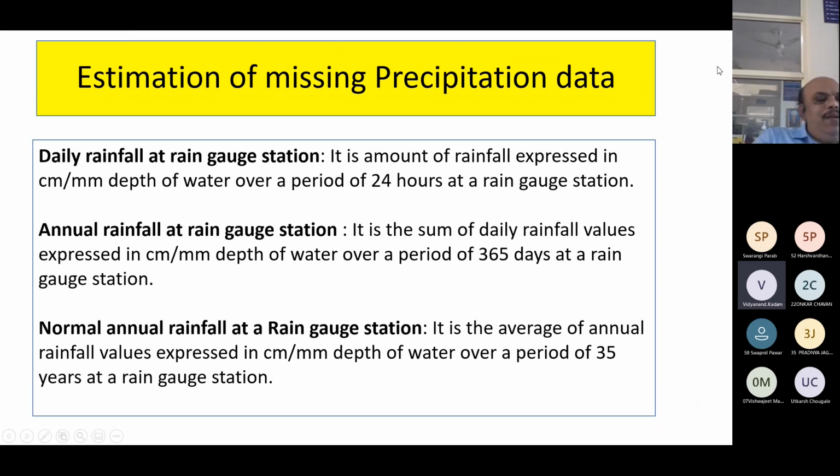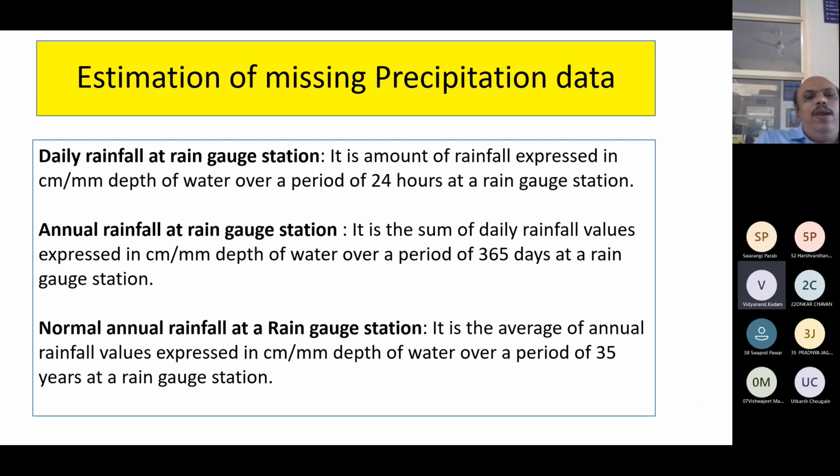The first term is daily rainfall at a rain gauge station. What is daily rainfall? Daily rainfall is the amount of rainfall expressed in centimeter or millimeter depth of water over a period of 24 hours at a rain gauge station. Is it clear what daily rainfall is? It is the rainfall recorded for the last 24 hours.